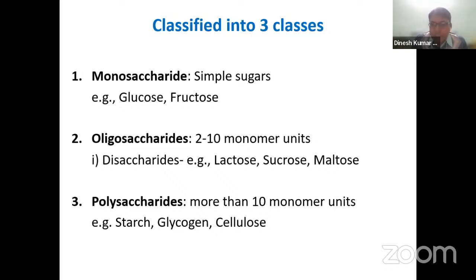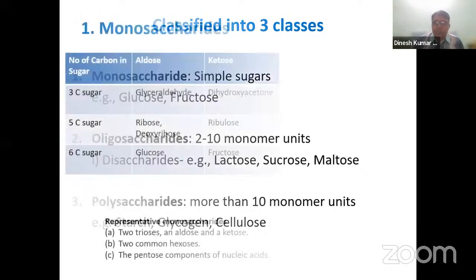But the important ones for us are lactose, sucrose, and maltose. These are disaccharides. We generally take these in our food samples: lactose, sucrose, maltose. Now, if the monomer units are more than 10, then it becomes a polysaccharide. Examples are starch, glycogen, and cellulose. So see just the structures of these, how they differ.